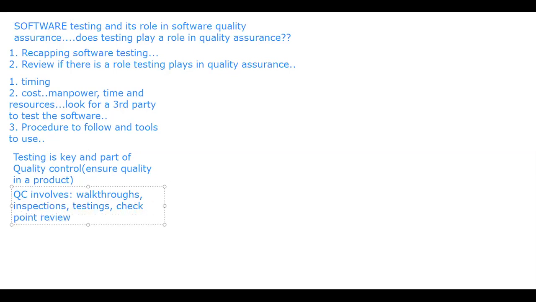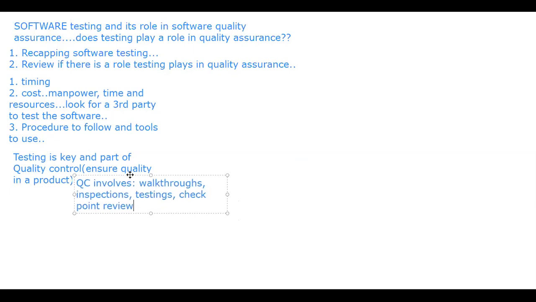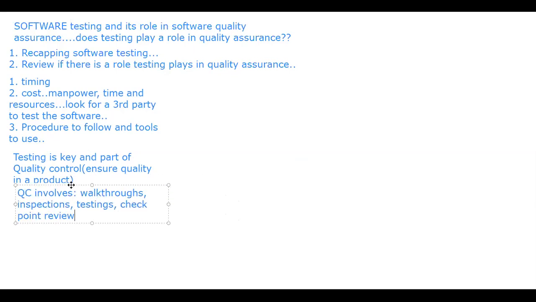So that is what quality involves. Quality control involves that. Quality involves walkthroughs, it involves inspections, it involves testing, it involves checkpoint review. And testing, as you can see, is an important aspect in quality control. So what is this testing?